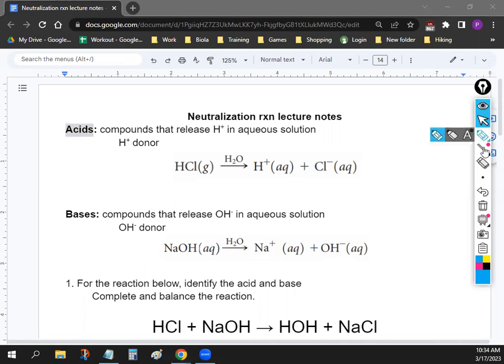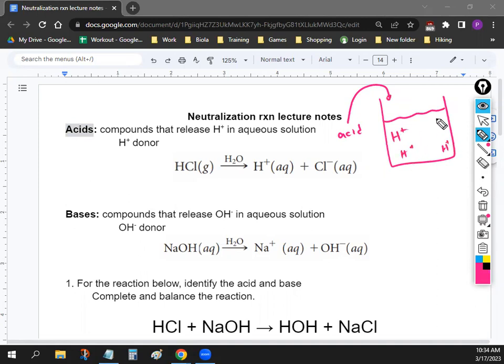So if you have a container and you put an acid in there, so let's say this is my container, and then I put acid in it. Okay, the acid is going to produce H plus. Great try. Thank you. I should be an artist. Okay, H plus inside of your solution.